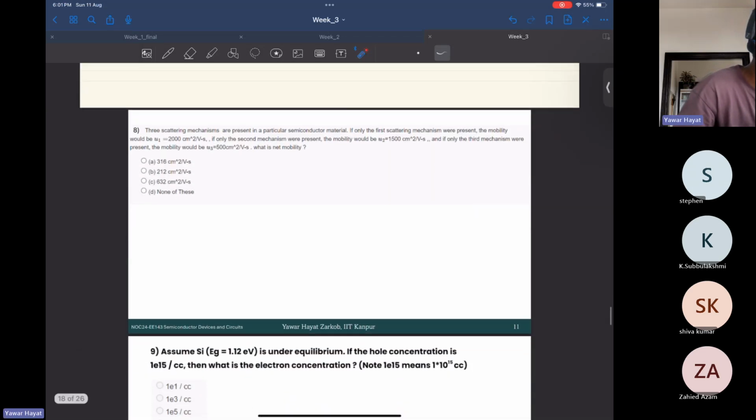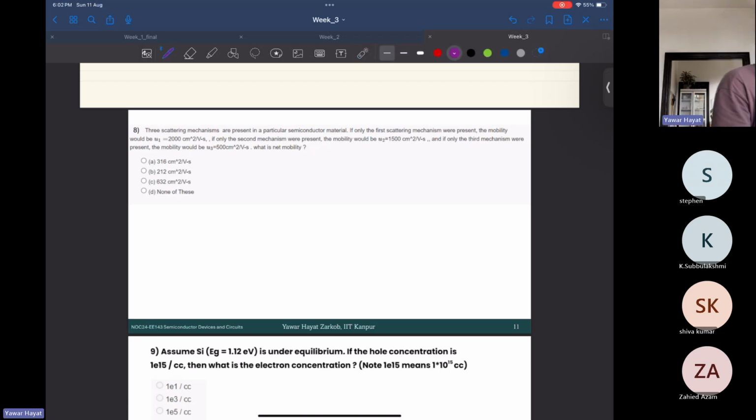Okay, now the next one. This is actually simple. You have three scattering mechanisms present in a particular semiconductor material, and if only the first scattering mechanism were present, the mobility would be mu1, that is 2000 centimeter square per volt second. If only the second mechanism were present, the mobility would be mu2, that is 1500 centimeter square per volt second. Similarly, if only the third were present, mu3 would be 500 centimeter square per volt second. Then what should be the net mobility?